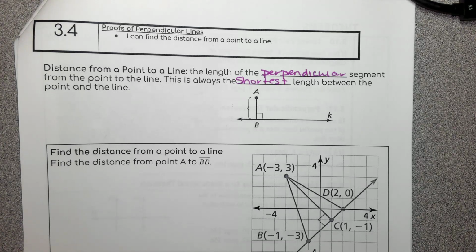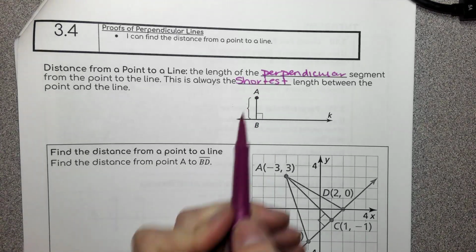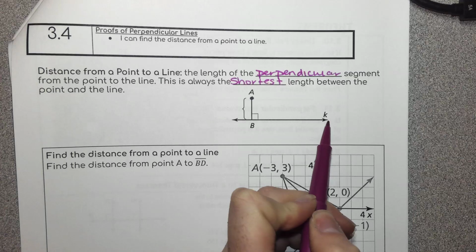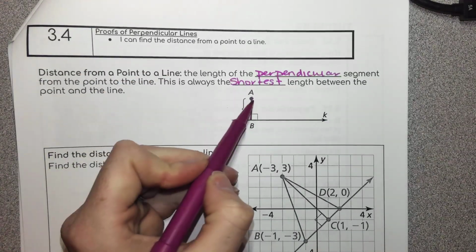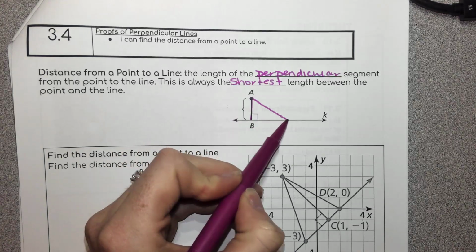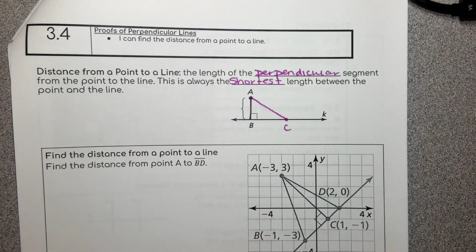All right. So, if you're given some point, our point is A in this picture, and some line, K, the shortest distance will always be the perpendicular. Because if I went from A to this, if I called this C, that's a lot farther away than from A to B. So if we're looking for the shortest distance, we always want the perpendicular distance.